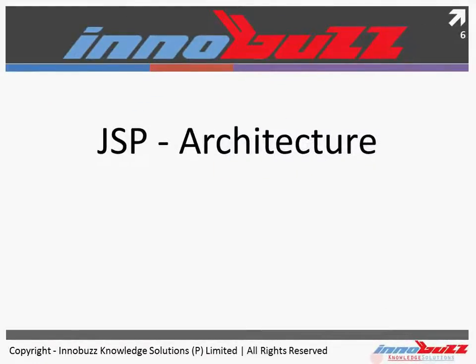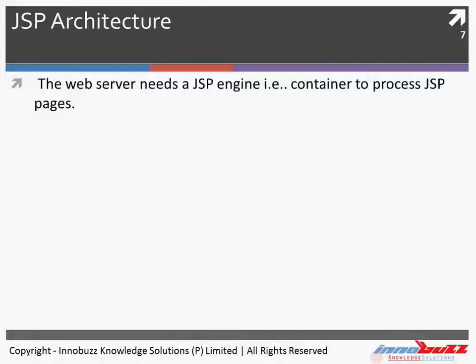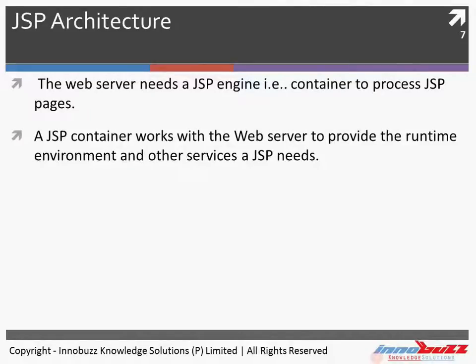Next, we see JSP architecture. Here we have the web server, which is required for the JSP engine. So the JSP engine will function inside the web server, which is the container to process JSP pages. So a JSP container works with the web server to provide the runtime environment and other services a JSP needs.